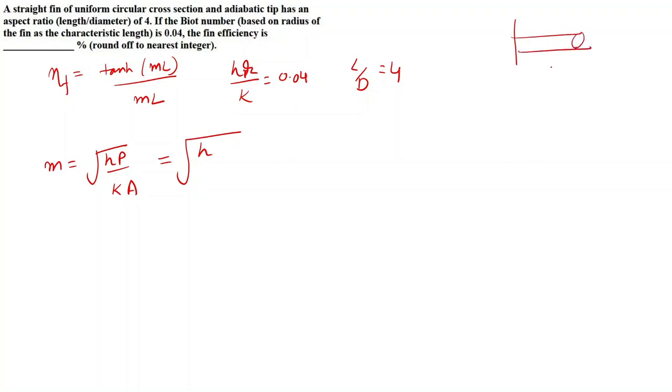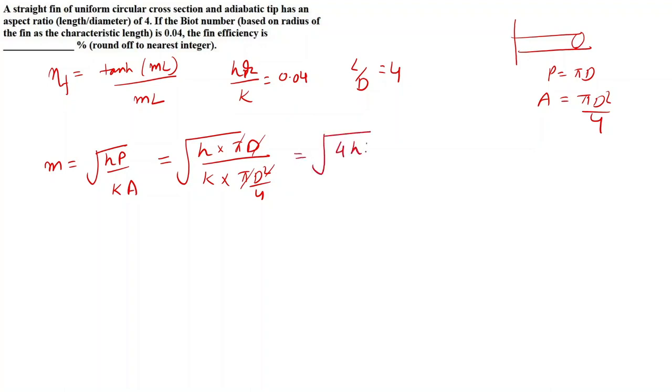So for the fin, the perimeter we discussed as pi d, and area as pi d square by 4. So I will just replace those values over here. P is pi d, K into area is pi d square by 4. So pi will get cancelled. It becomes 4h upon K d. So d will be in the denominator: 4h upon K d.